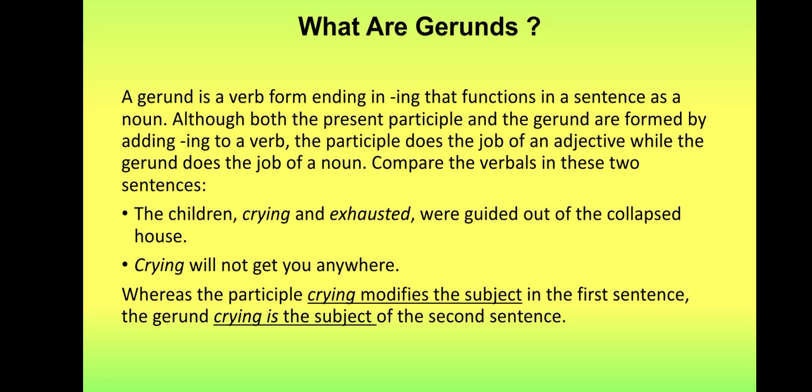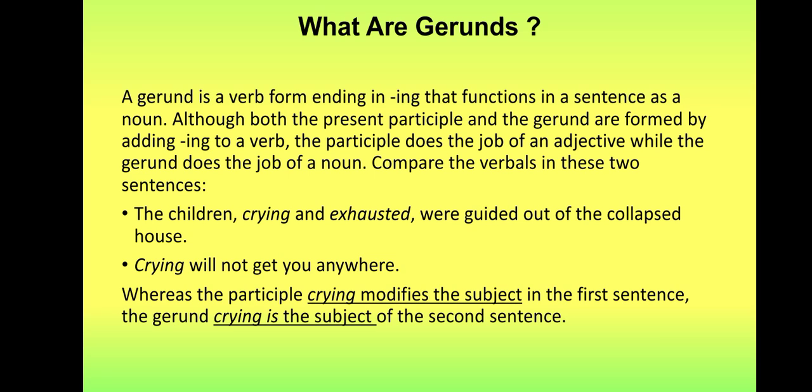Now here, the children crying and exhausted. That is the first sentence. Next sentence, crying will not get you anywhere. What is the difference between these two sentences? In the first sentence, crying modifies the subject. And in the second sentence, crying is the subject. So the first sentence comes as a participle and the second sentence acts as a gerund.